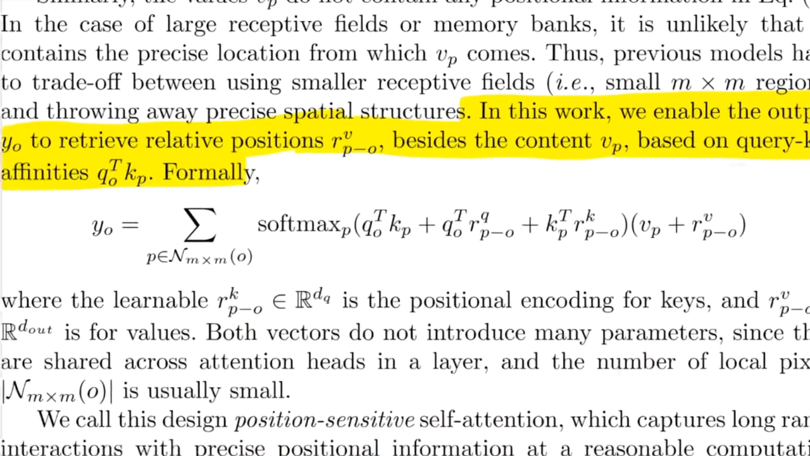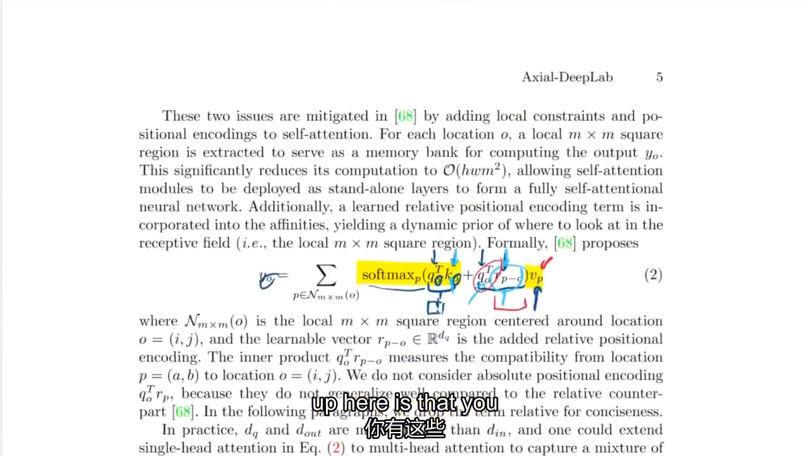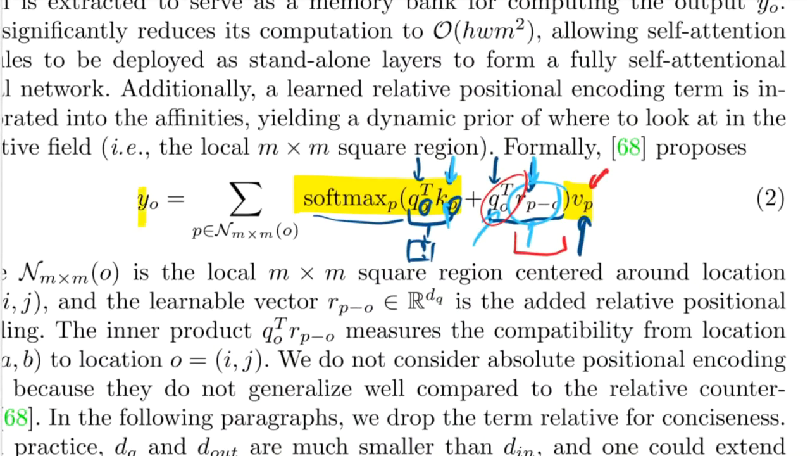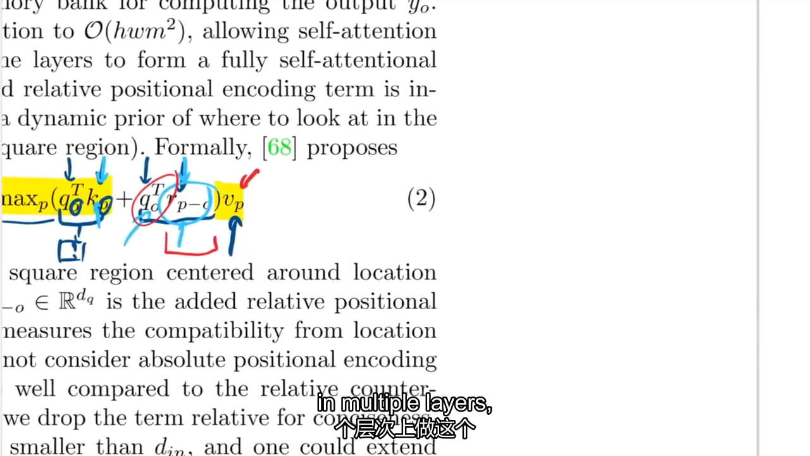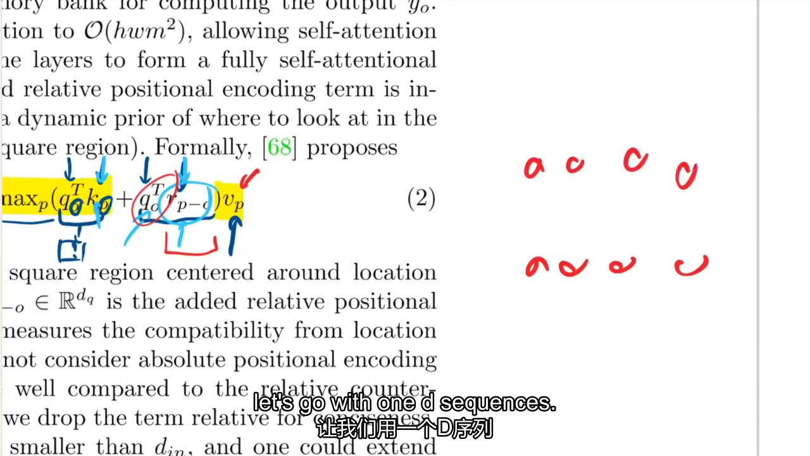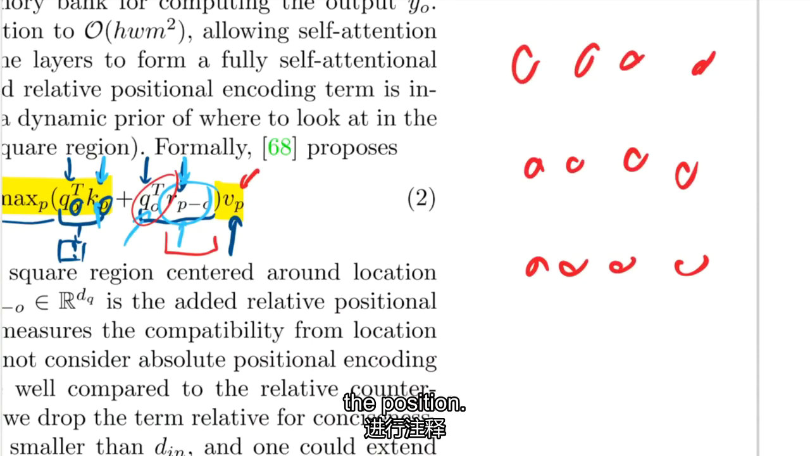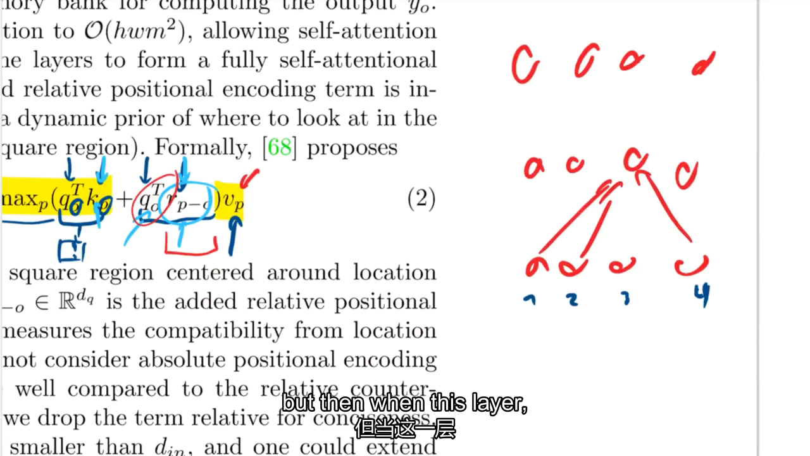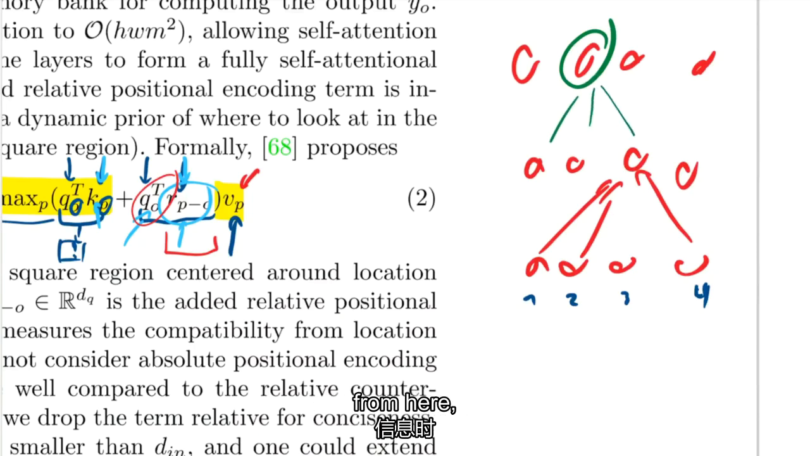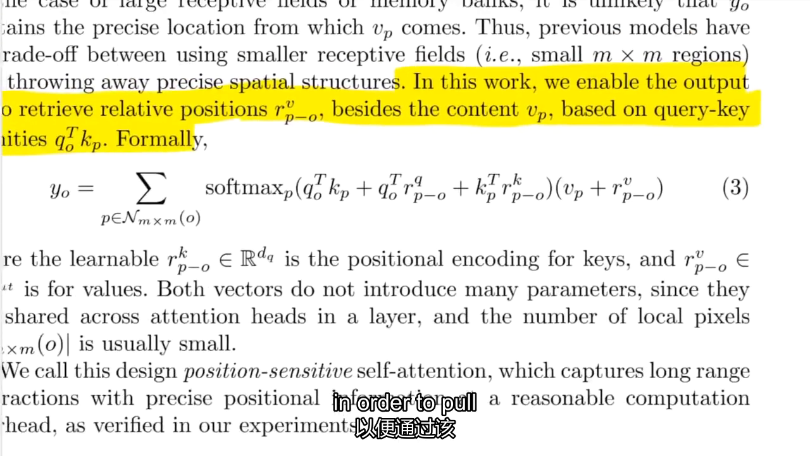So the problem up here is that, okay, you have these position embeddings, and here are the outputs. But if you do this in multiple layers, right? Let's go with 1D sequences. If you do this in multiple layers, and here you annotate the position, let's just go 1, 2, 3, 4. And okay, this layer can make use of that, right? We gather stuff from here, but then when this layer gathers information from here, where the information comes from in the layer below is somehow getting lost, right? So it cannot kind of pull through this information to here, or at least it's very complicated. This model extends this positional embeddings in order to pull through that information.